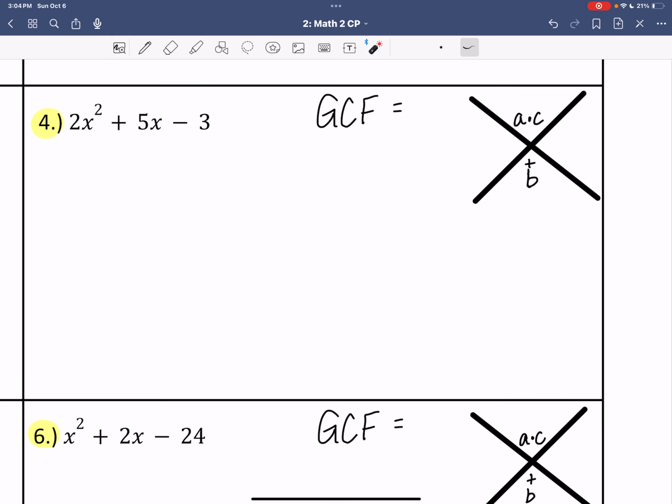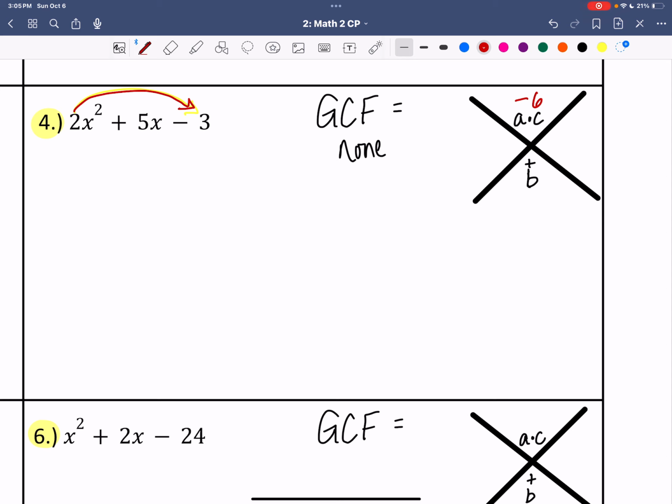For number 4, this is the same thing. It's just a different way of writing it. So let's check GCF. I've got 2x, 5x, 3. There's no GCF, so we're going to leave it as is. So now we want to think about, for number 4, what would a times c be? So a times c is 2 times negative 3. So a times c is negative 6.